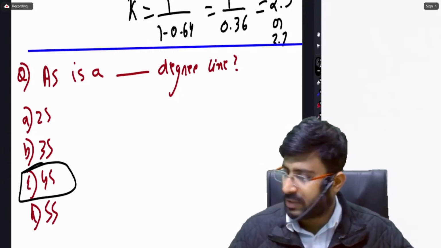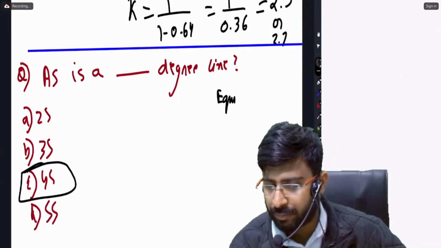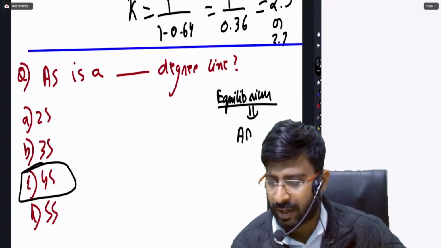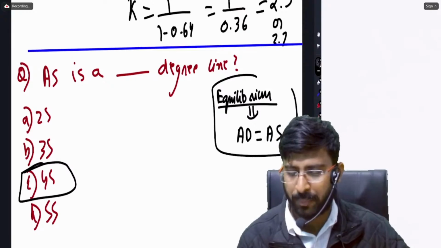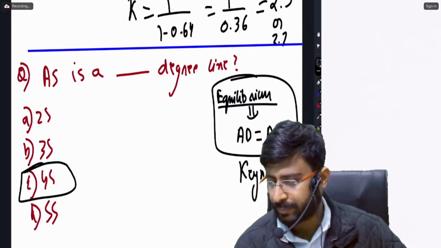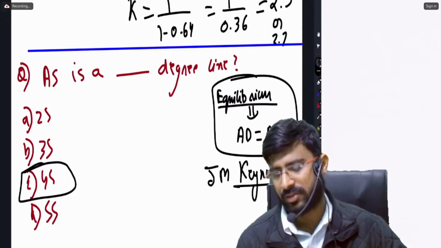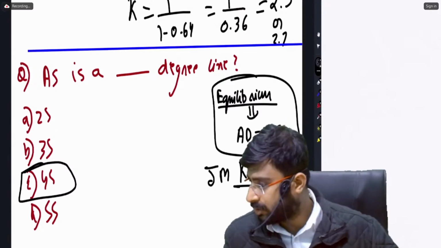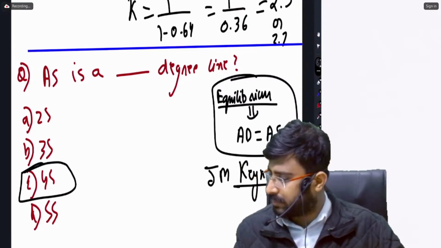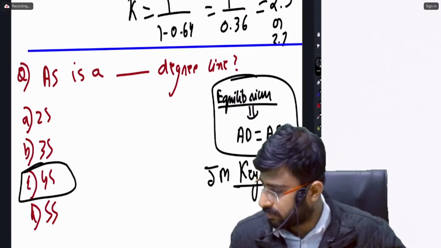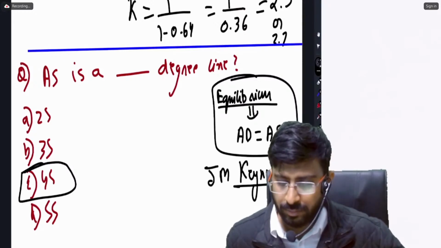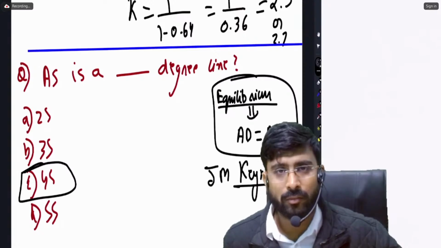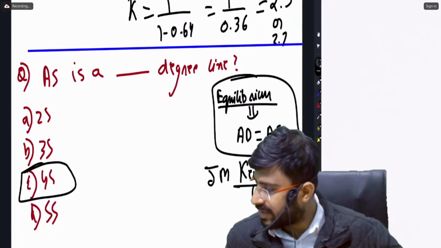Also remember that I have told you, for equilibrium, aggregate demand should be equal to aggregate supply as per Keynes theory. John Maynard Keynes, one of the founding fathers of macroeconomics. Is that clear, everyone?